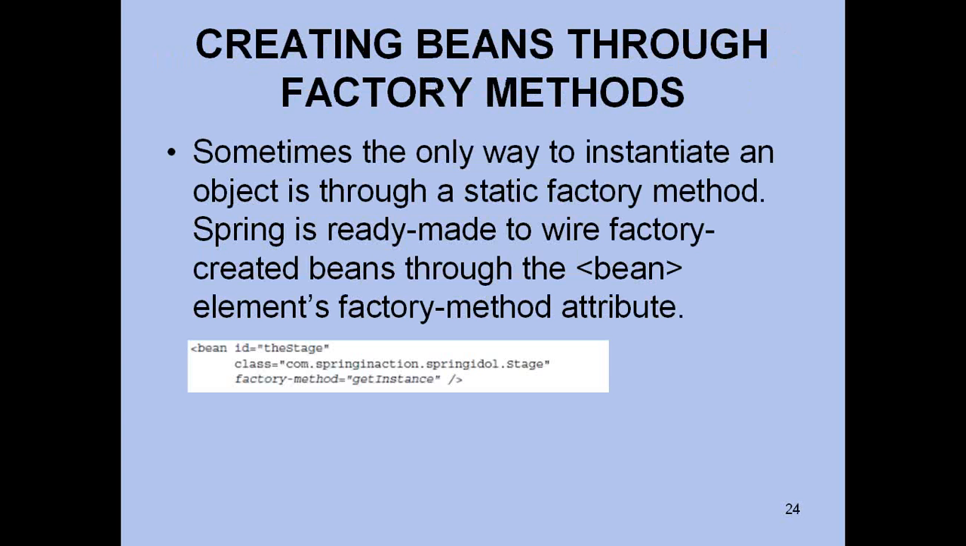Sometimes the only way to instantiate an object is through a static factory method, and in that case we can create beans through factory methods using the attribute factory-method equal to getInstance.